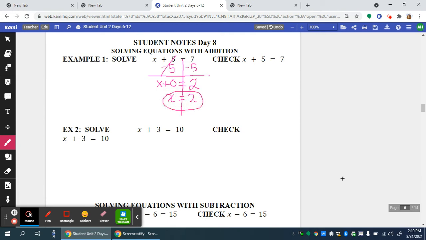Now, in order to make sure that we know this is right, I'm going to come over here and I'm going to check my work. So instead of x, wherever I see x, I just put a 2. 2 plus 5 should equal 7. 2 plus 5 is, in fact, 7, so we are correct in that x equals 2.